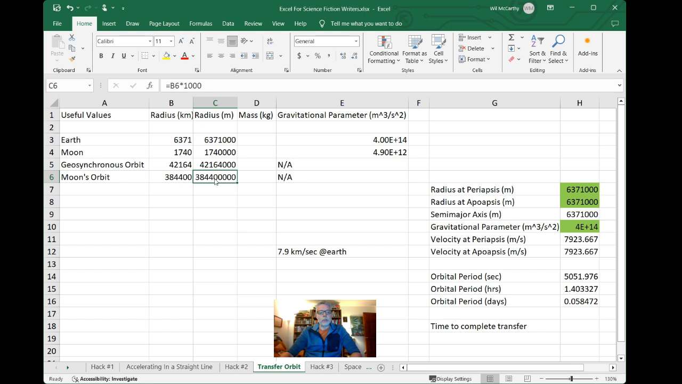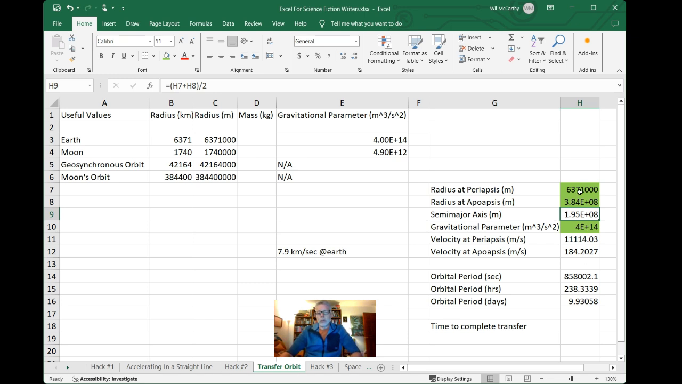So again, we're going to do this in meters. We copy this value here, and we paste it right here. That didn't work. Let's paste the value. And again, we'll color that green. I like to color things green if they're input boxes rather than calculated values. The calculated values I leave as white.